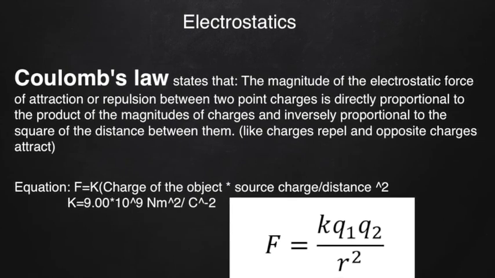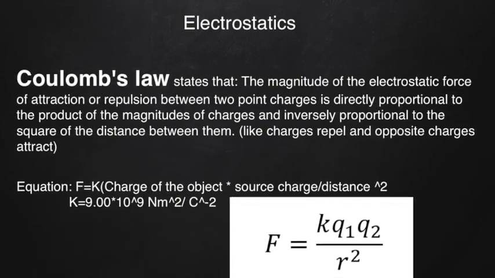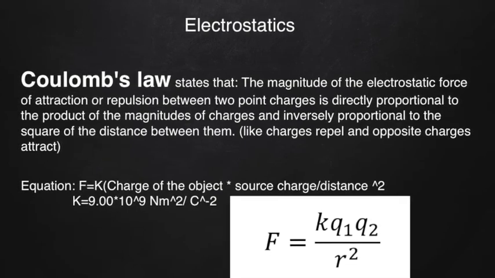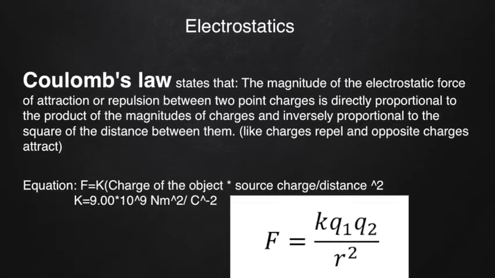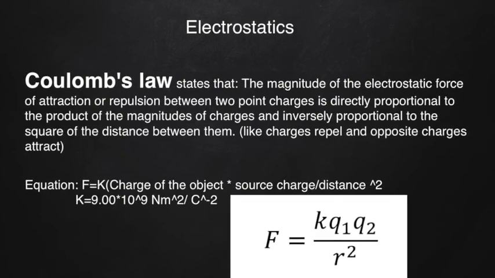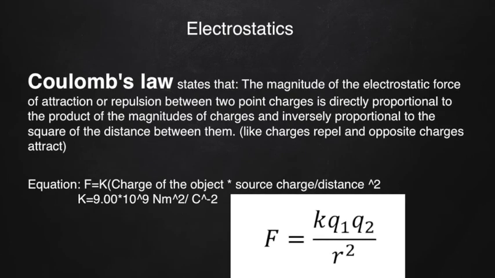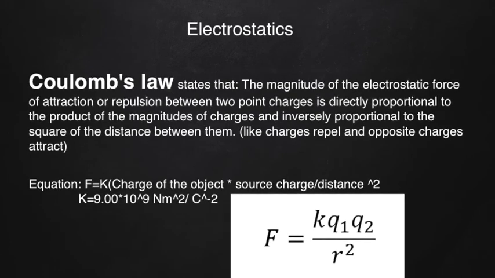And the equation for Coulomb's law: F is electrostatic force, K is Coulomb's constant, which is 9 times 10 to the 9th newton meters squared per coulomb squared, Q1 is the charge on object 1, Q2 is the charge on object 2, and R is the distance between the charges.